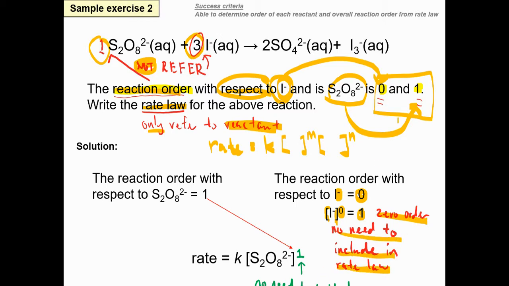Now we move on to the next one, that is S2O8 negative ion. It is 1. If it's 1, we can write it down, but for rate law, we do not write the power of 1. Not necessary. So remember to write the rate law, you must have the word rate, rate constant, and also the reactant concentration with the power, referring to the order of the reactant. So it is 1, no need to write.